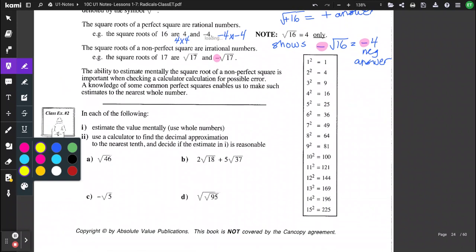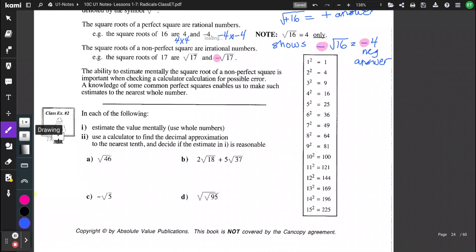So we're going to see a list of our perfect squares over on the right-hand side. What we're going to do when we try to estimate numbers is try to see which numbers it is close to. In grade 9, we did benchmarking, you might remember. So that's kind of what we're doing. So 46. Now, if it's under the square root sign, you're looking on the right-hand side. Those are your perfect squares.